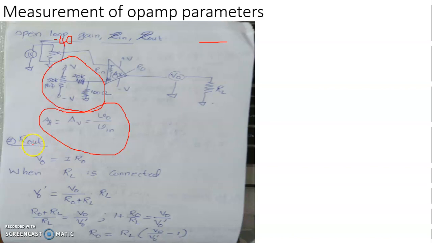Now the measurement of the output impedance. The measurement of output impedance is shown here. You have the output voltage that can be directly connected to an output voltage measuring device, or preferably to a CRO.